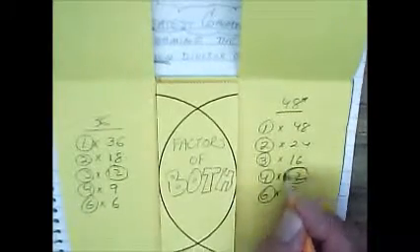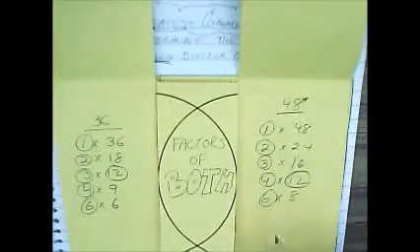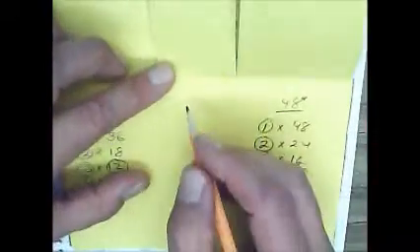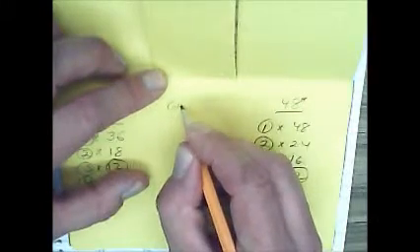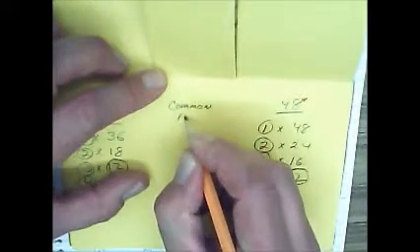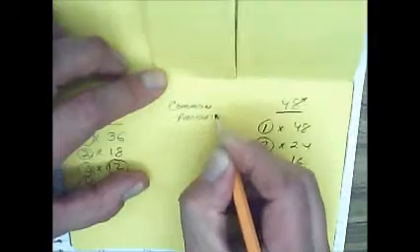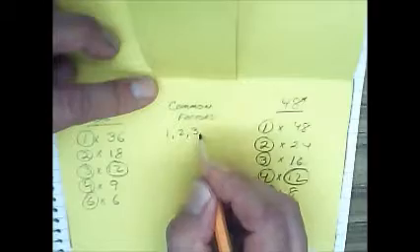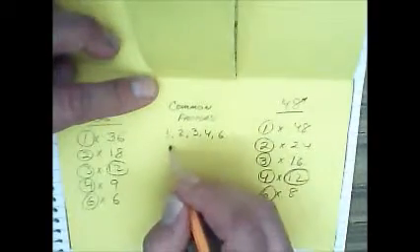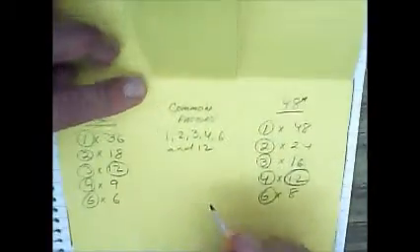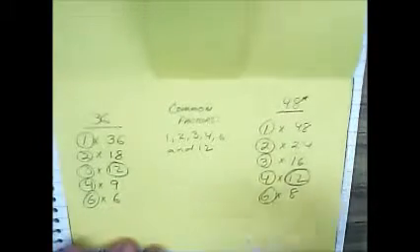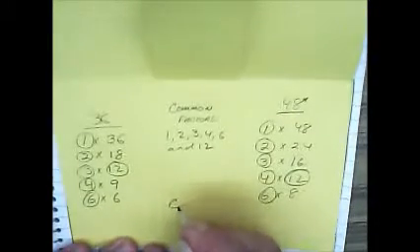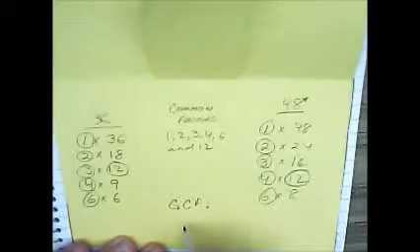All right, so we've got 1, 2, 3, 4, 6, and 12. Let's list these, okay? We have common factors that include 1, 2, 3, 4, 6, and 12. All right, good. Now the greatest of those numbers would be our greatest common factor. And obviously, what is that? What's our greatest number that's common?